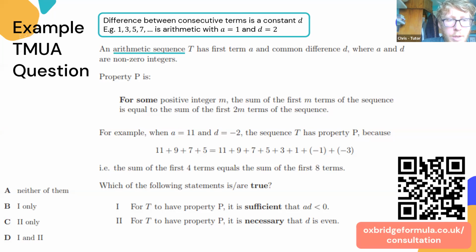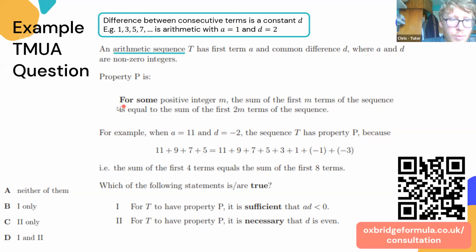So suppose we call our arithmetic sequence T. It has first term A. Just honestly, please slow down a teeny bit. It would be really appreciated. Thank you. It has first term A and common difference D, where A and D, it says, are non-zero integers, so whole numbers.